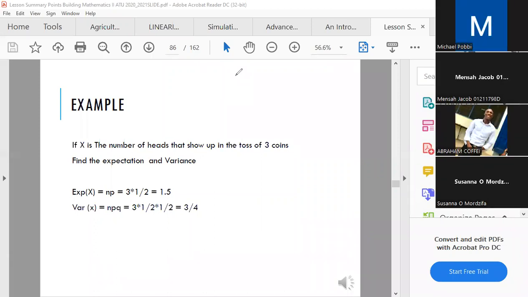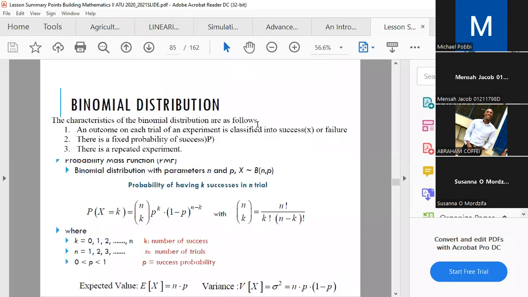No, I think we've skipped the Bernoulli trial and the binomial trial. Sorry. Let's look at the binomial process.